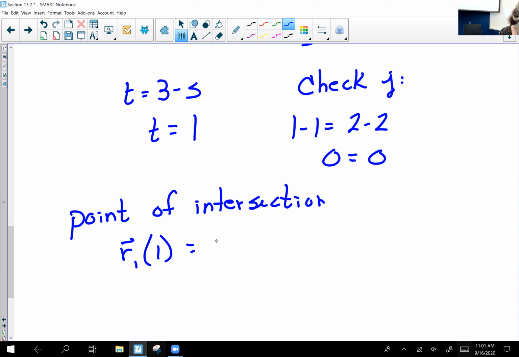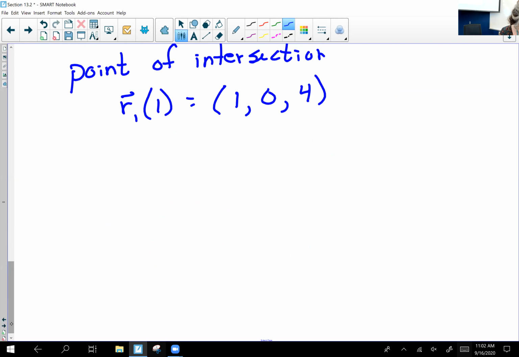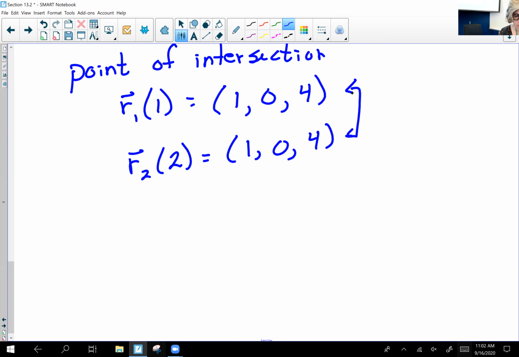We're going to end up with 1 minus 1 being 0, and 1 squared plus 3 being 4. Let's double check the second point. So R2, we said that s had to be 2. So 3 minus 2 is a 1, 2 minus 2 is a 0, and 2 squared is 4. So this ends up being the same.